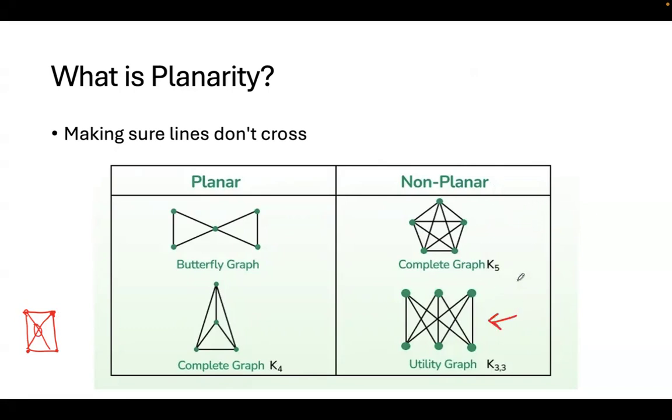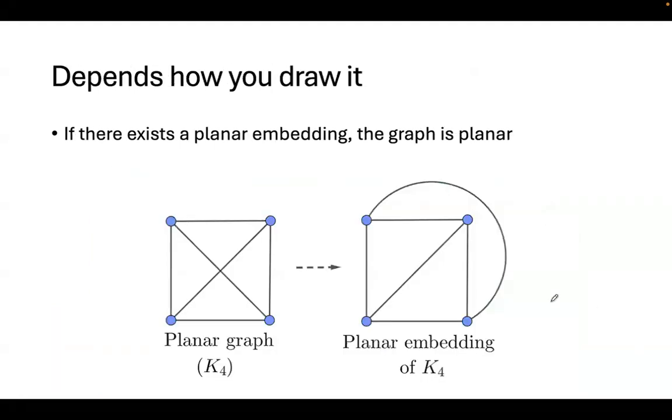We spent some time at the beginning looking at the utility graph. And there's also the complete graph K5. These two are famously non-planar, so we can't draw them that way. Depending on how you draw it, if it can be planar, then we say that the graph is planar as a whole. Even if we draw K4 in a non-planar way, we could have drawn it where you take this edge and pull it out, so it's outside here. If you can draw it that way, then we say that the graph is planar.